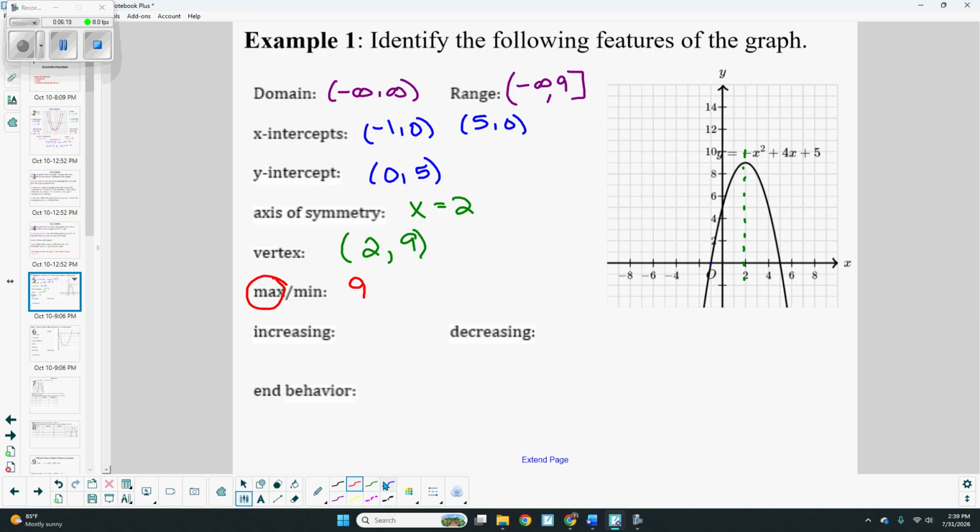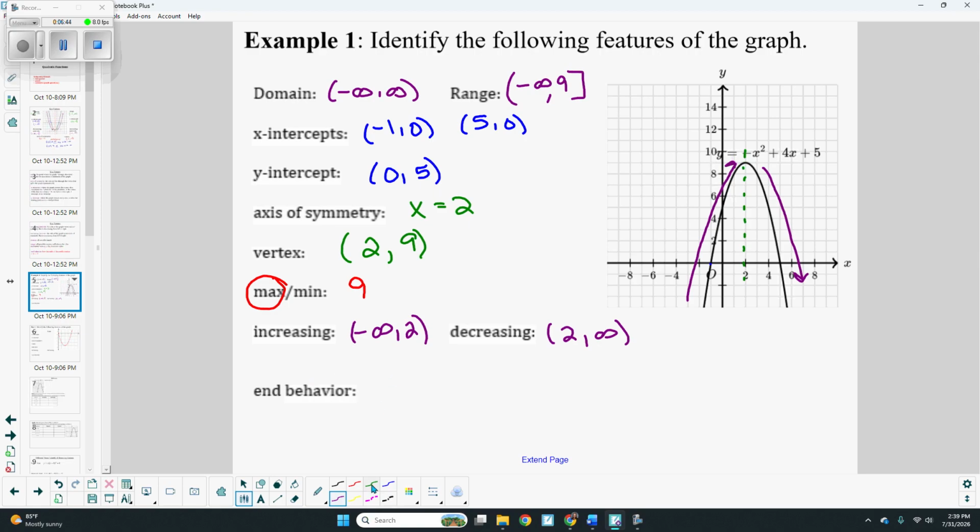My increasing and decreasing intervals. So first, I was going up, then I was going down. So increasing was everything up to x is 2, so negative infinity to 2. And then it started to decrease, going 2 all the way to infinity.